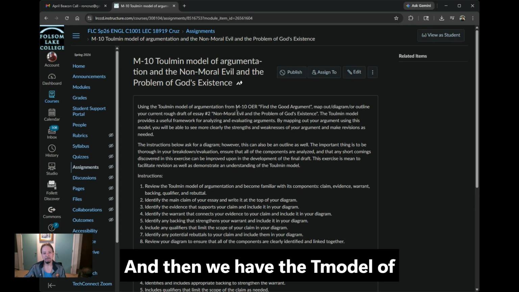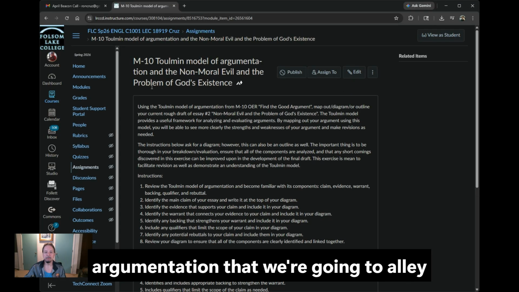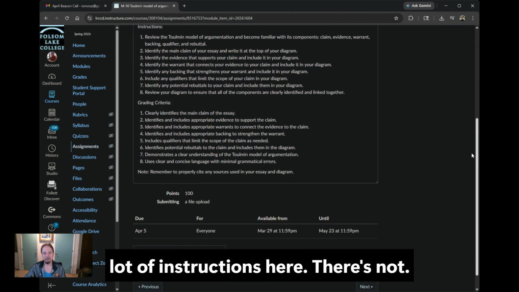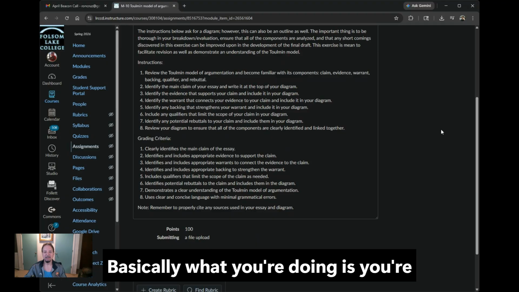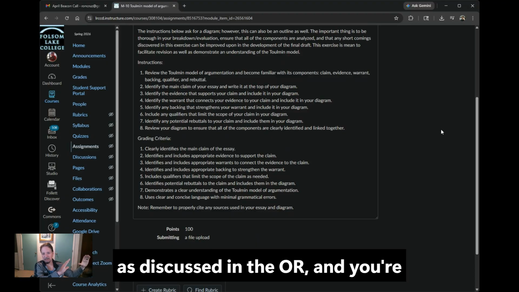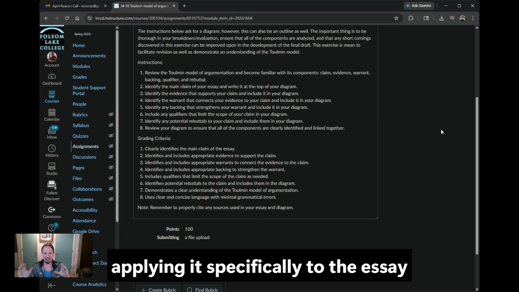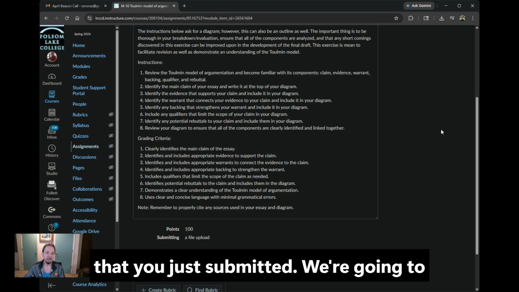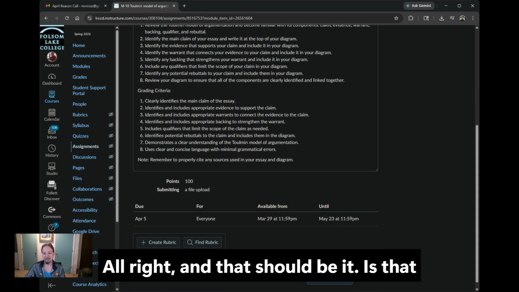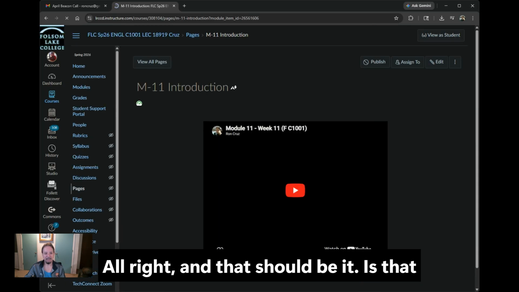And then we have the Toulmin model of argumentation that we're going to apply to your essay number two. So it looks like there's a lot of instructions here. There's not. Basically, what you're doing is you're taking the Toulmin model of argumentation as discussed in the OER, and you're applying it specifically to the essay that you just submitted. So we're going to break it down and kind of examine it. All right. And that should be it. Is that it? Yes, that is it.